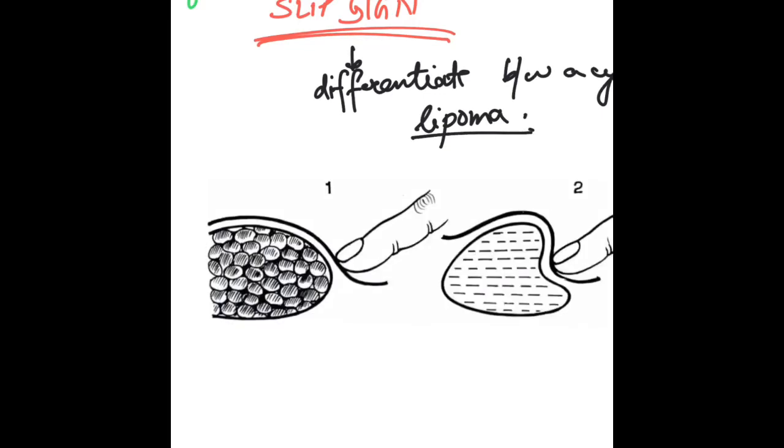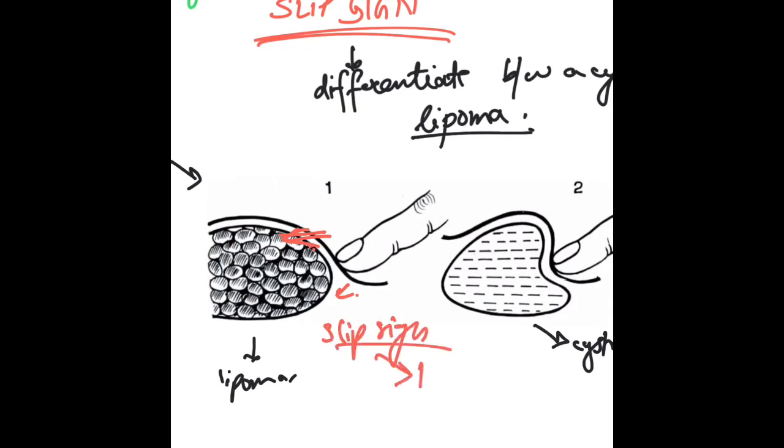Now look at this figure. It's taken from the book as stars. Now this is a lipoma and this is a cystic swelling filled with fluid. Now what's the difference? When you palpate the edge of a cystic swelling, the edge yields to the pressure. But here the swelling will not yield, but it is pushed away from the examining finger, and that is known as slip sign, and that tells you that the swelling is a lipoma and not a cyst. Okay.